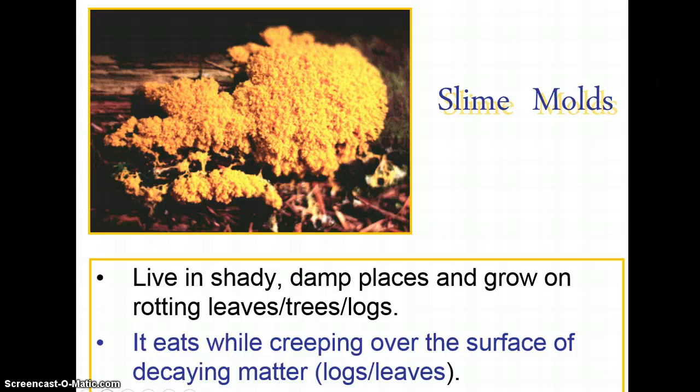Here's a picture of a slime mold. It may be a little bit hard to see, but the slime mold is on some dead leaves and wood. They live in shady, damp places. They grow on rotting leaves, trees, and logs. It eats while creeping over the surface of decaying matter.